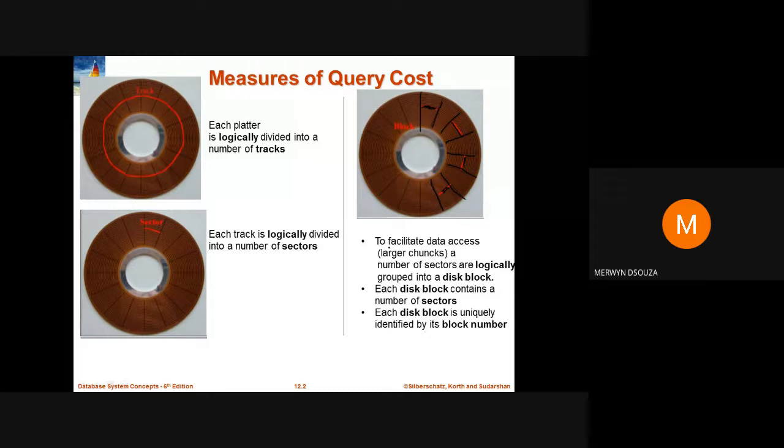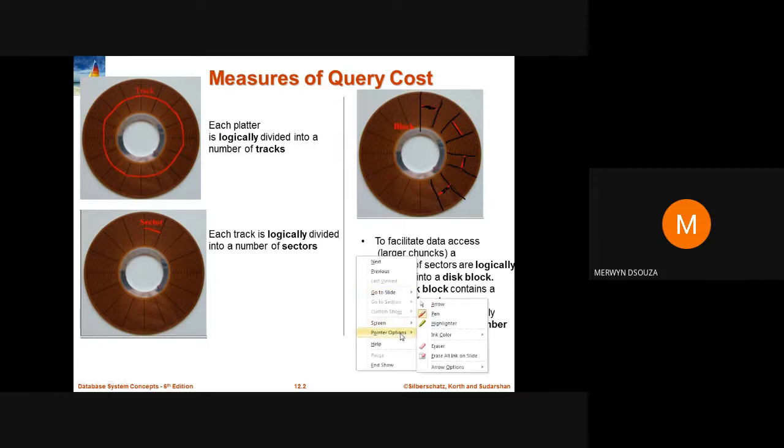Basically a block is used to facilitate data access, that is, you pick larger chunks of data. The number of sectors are logically grouped into a disk block, and each disk block can contain a number of sectors, and each block has its own identity and is identified with a block number.